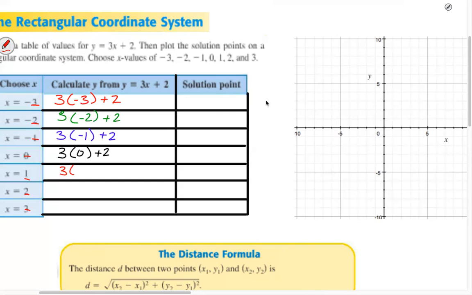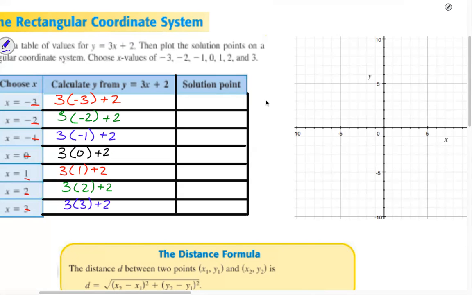This would be 3 times 1 plus 2. 3 times 2 plus 2. And this is 3 times 3 plus 2. Rachel, is that okay with you? Makes sense, right? It's easy.